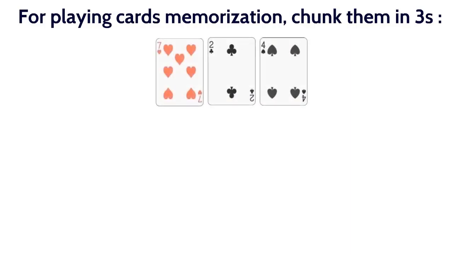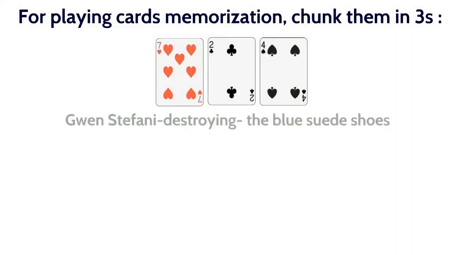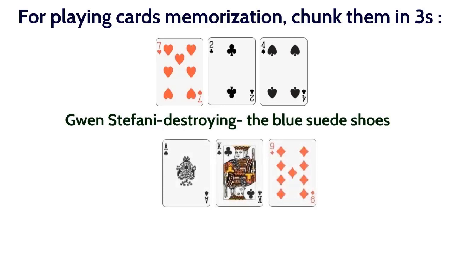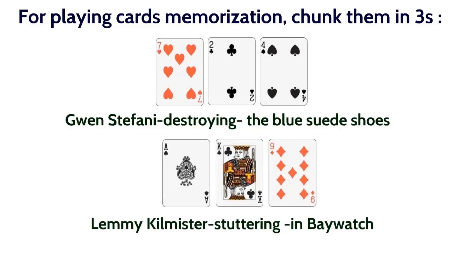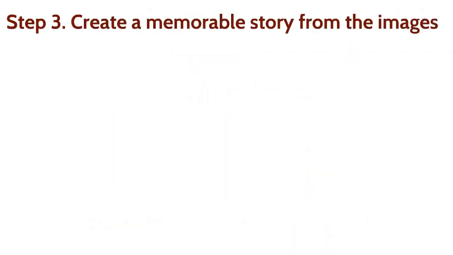For playing cards memorization, the sequence of the shuffled card is chunked in 3s. Each 3-card sequence will become a memorable mental picture. For example, this 3-card sequence, 7 of hearts, 2 of clubs, 4 of spades, becomes Gwen Stefani destroying the blue suede shoes, while the sequence Ace of spades, King of clubs, and 9 of diamonds becomes Lemmy Kilmister stuttering in Baywatch. Step 3. Create a memorable story from the images.